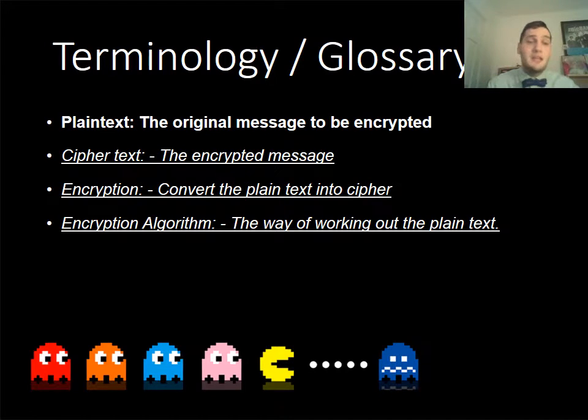Now, keywords that they need to be aware of. They need to know that plain text is the original message. Ciphertext is the encrypted message. Encryption is if you convert the original plain message into cipher, and the encryption algorithm is the way we work it out. Now, at this point, what I might do in my lesson is show you an encrypted message that one of the students have done and said, well, that's your ciphertext. Then I would have asked them to encrypt it, to convert it, so you can demonstrate that to your students.